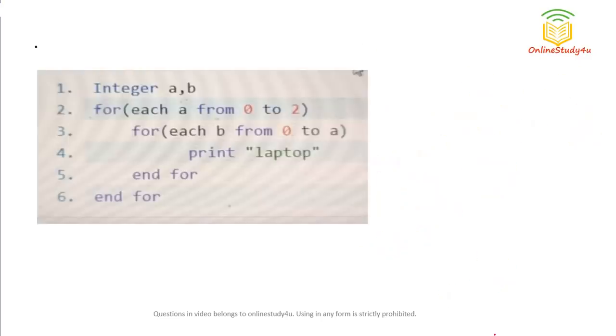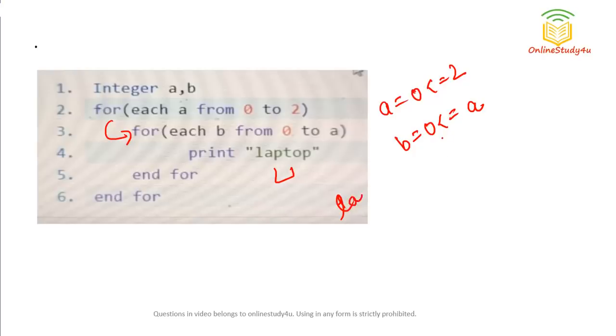Let's see our next question. So here in this question, you have to tell how many times "laptop" will be printed. Here we simply have a for loop, and inside this for loop we have another loop, that is the inner loop. The outer loop runs from a equal to 0 while a is less than or equal to 2, and the inner loop runs from b equal to 0 while b is less than or equal to a. As of now, what is the value of a? 0. So 0 less than or equal to 0, the condition is true, so laptop will be printed.